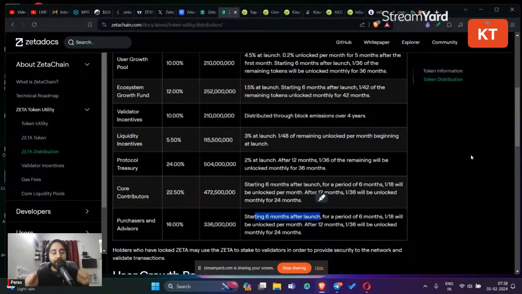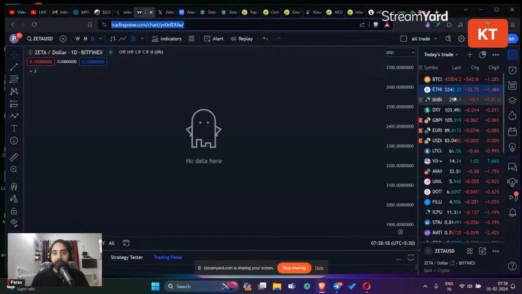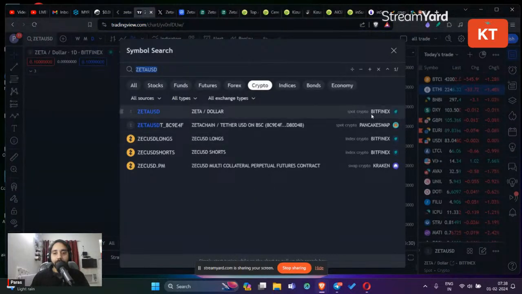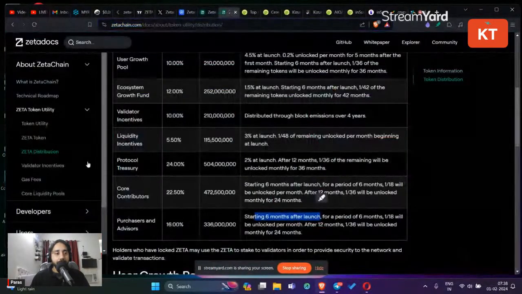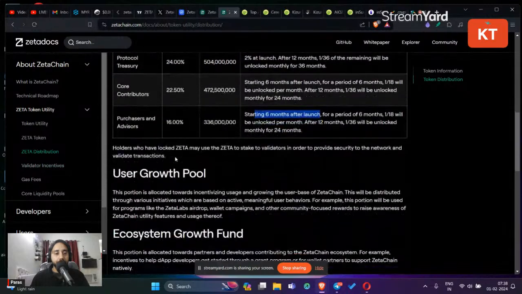So of course, quite interesting times we are living in 2024. Talking about the interesting time, let me take you through the price action of Bitcoin, which is 42k. Ethereum is 2.2k. Markets are down today, and even TradingView has started listing this token. You have the Zeta USD pair, which is by Bitfinex, and it is now about to go live in less than 1 hour from now. So this is about Zeta, and let me go back to talking about the validator incentives.